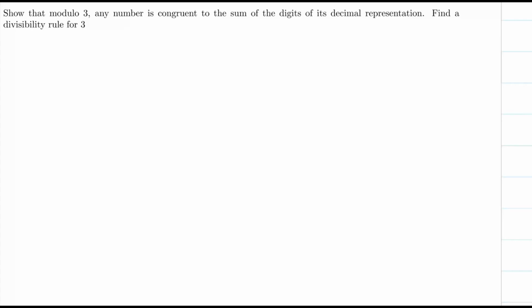Now, show that modulo 3, any number is congruent to the sum of its digits. Now there's this test for divisibility by 3, which you probably know. If I take a large number, let's say 21357, and I want to see if it's divisible by 3, I can just add its digits. 2 plus 1 is 3, plus 3, 6, plus 5, 11, plus 7, 18. And 18 is divisible by 3. So the original number is divisible by 3.